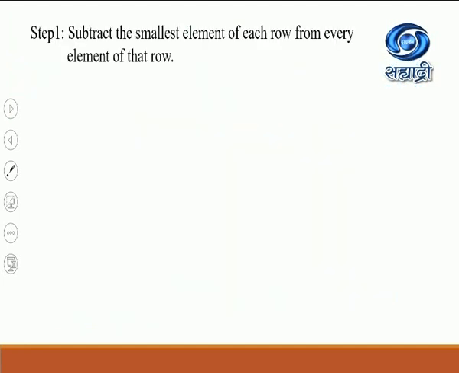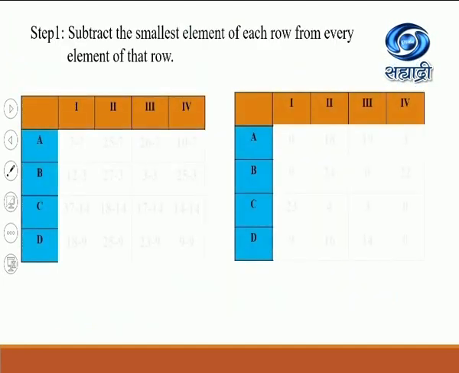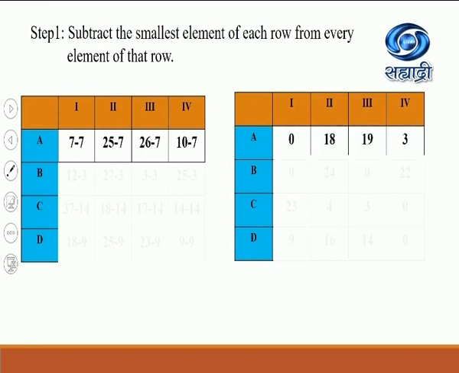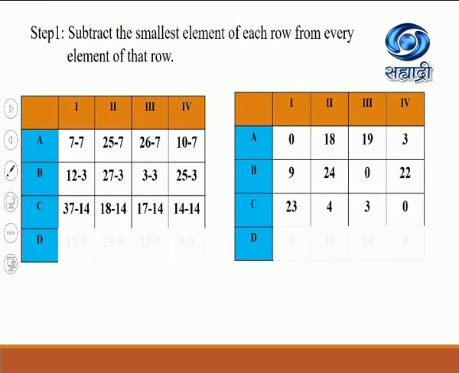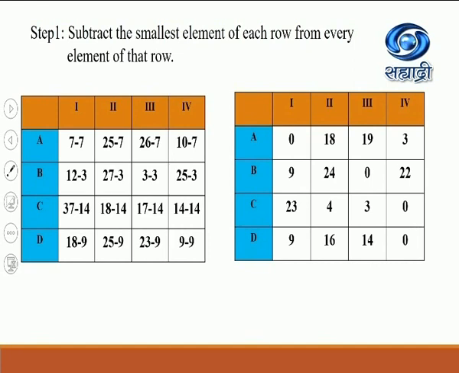Use the Hungarian method. The first step is the row minimum technique. Now in the first row you can see that the minimum element is 7. Subtract 7 from each and every element. We get 0, 18, 19 and 3. In the second row the minimum element is 3. Subtracting 3 we get 9, 24, 0 and 22. In the third row the minimum element is 14. So we get 23, 4, 3 and 0. In the last row the minimum element is 9. Subtracting 9 from each and every element we get 9, 16, 14 and 0.